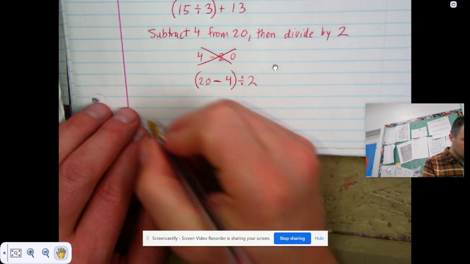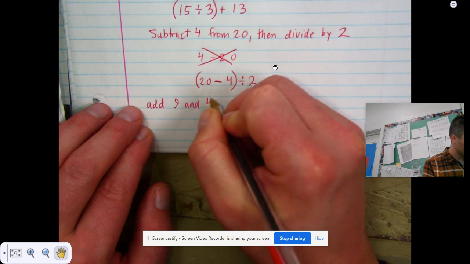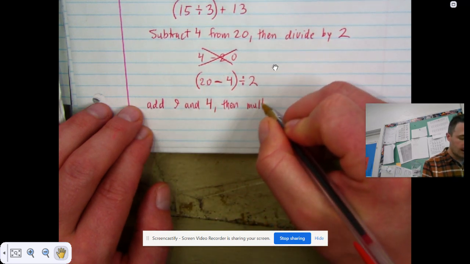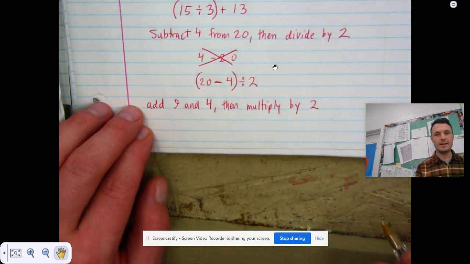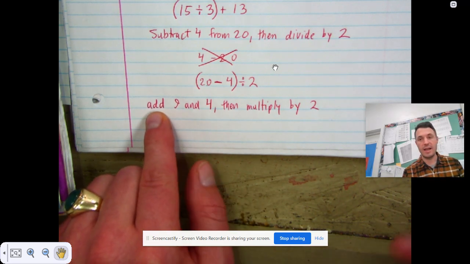Let's see, add 9 and 4, then multiply by 2. Add 9 and 4, then multiply by 2. How do I add 9 and 4? I just add 9 and 4.